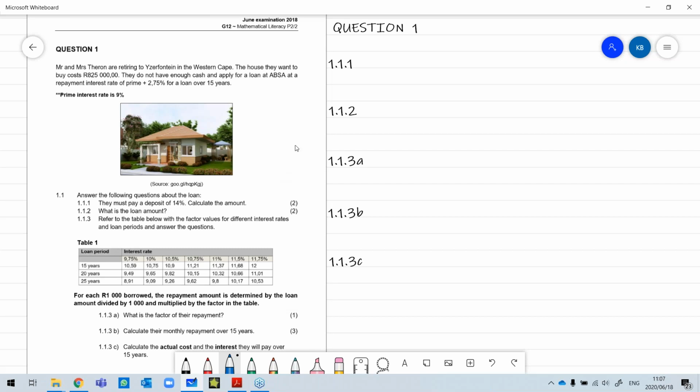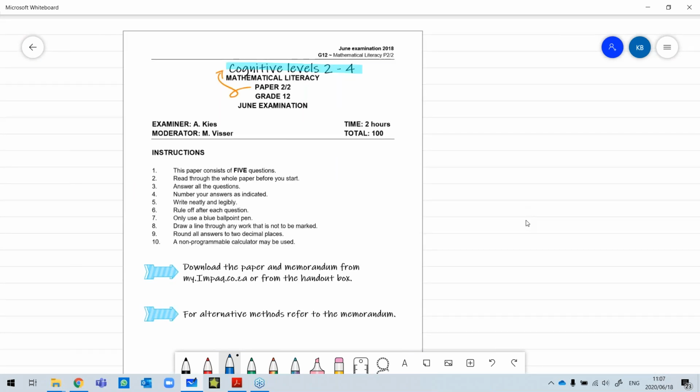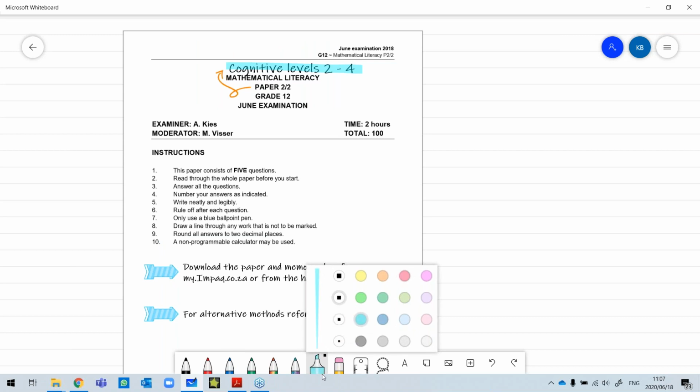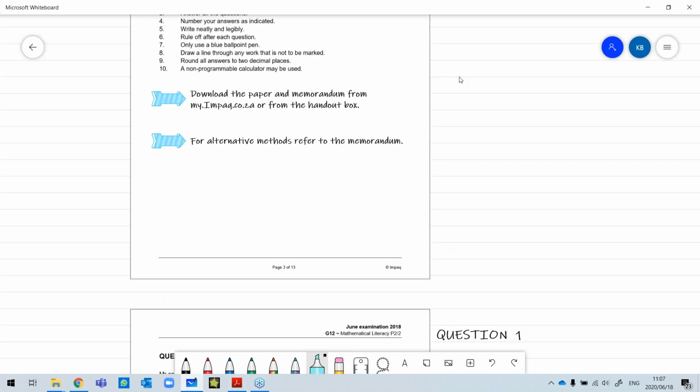Now, this paper, just to double check, let's quickly go back. The time allocation for this paper, you will see, is 2 hours. Unfortunately, we only have an hour, and due to time constraints, we might not finish, but I will work as quickly as I can so that we can cover at least the majority of the questions. The total of this paper is 100 marks, and it consists of 5 questions. Now, with that said, let us get started.